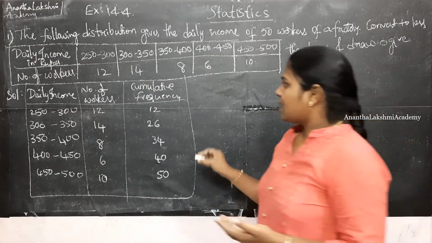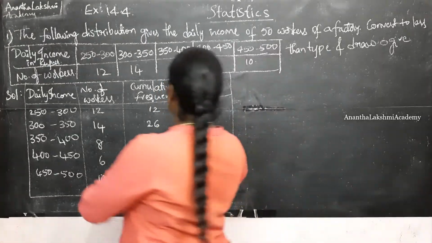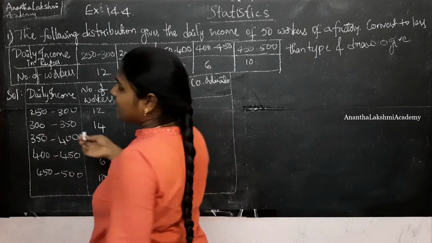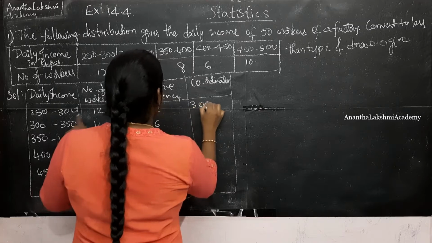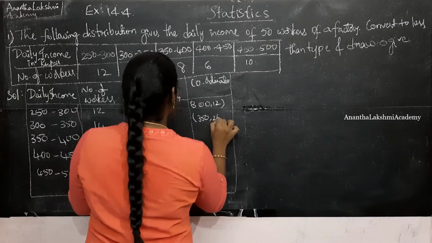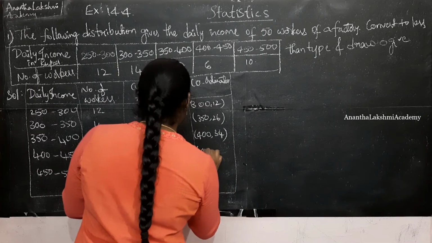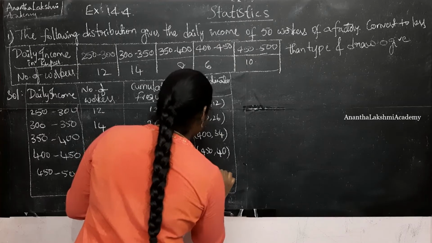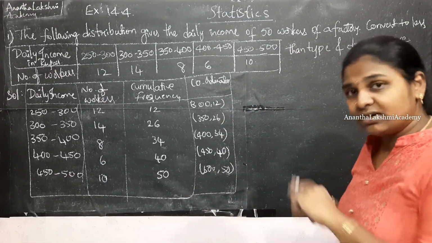So now we also need, what do we need while we are to draw the graph? We need coordinates, right? So let me draw one more box for coordinates, wherein for less than ogive, we are going to consider the upper boundaries, which is 300 on x-axis and cumulative frequency 12 on y-axis. So 350 on x-axis and 26 on y-axis. 400 on x-axis and 34 on y-axis. 450 on x-axis and 40 on y-axis. 500 on x-axis and 50 on y-axis. Okay, these are the coordinates which need to be plotted on the graph.